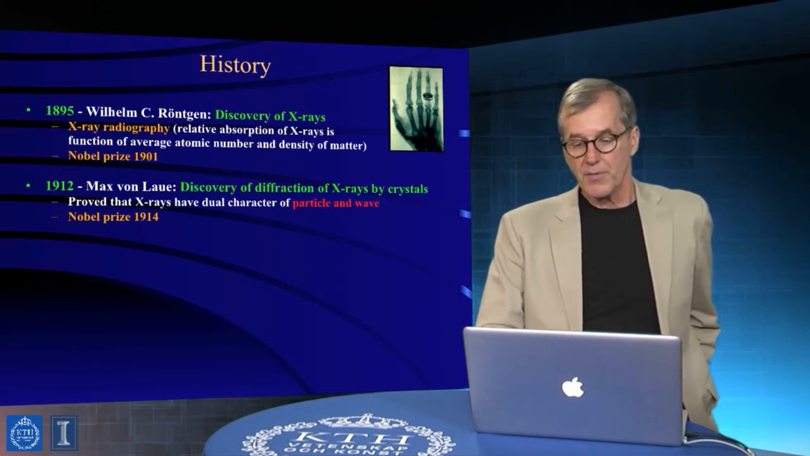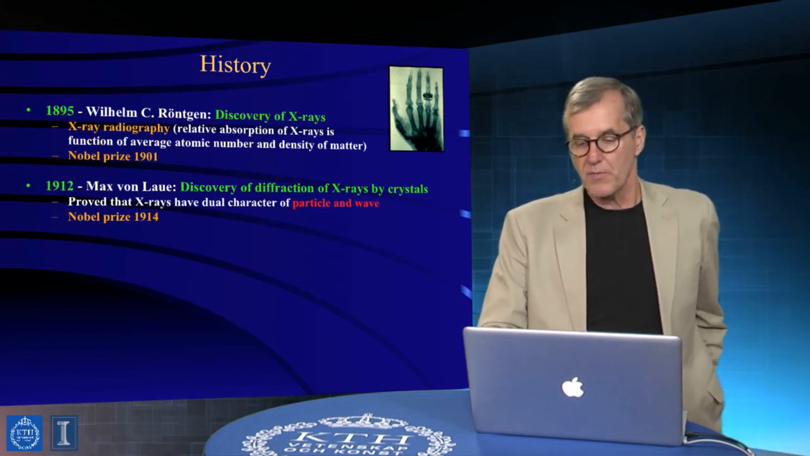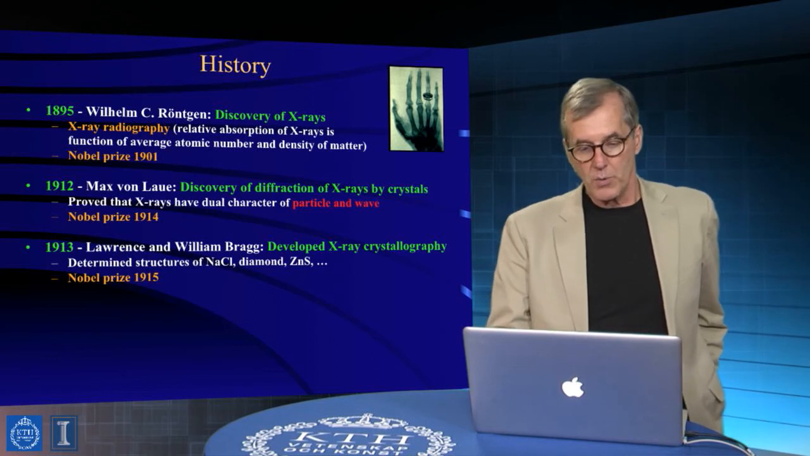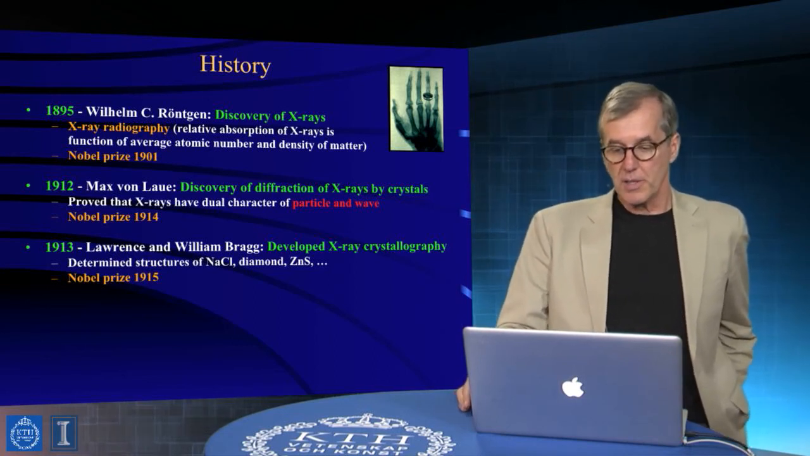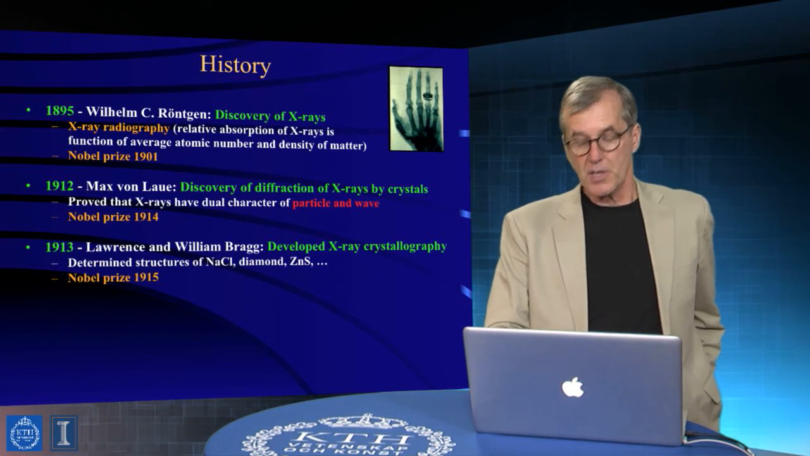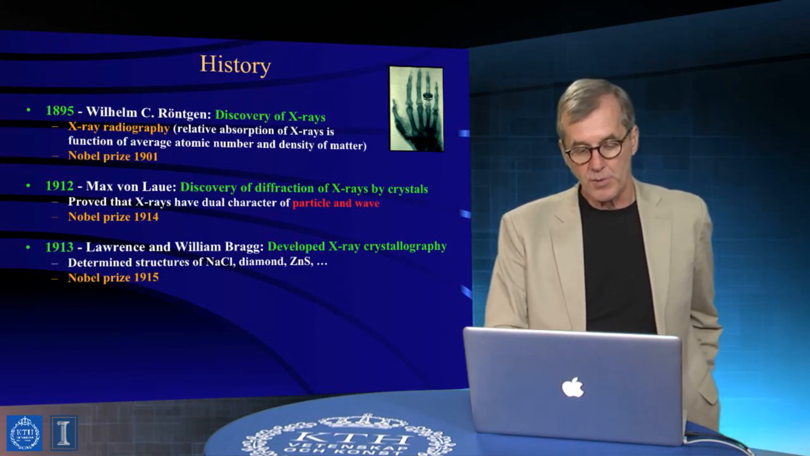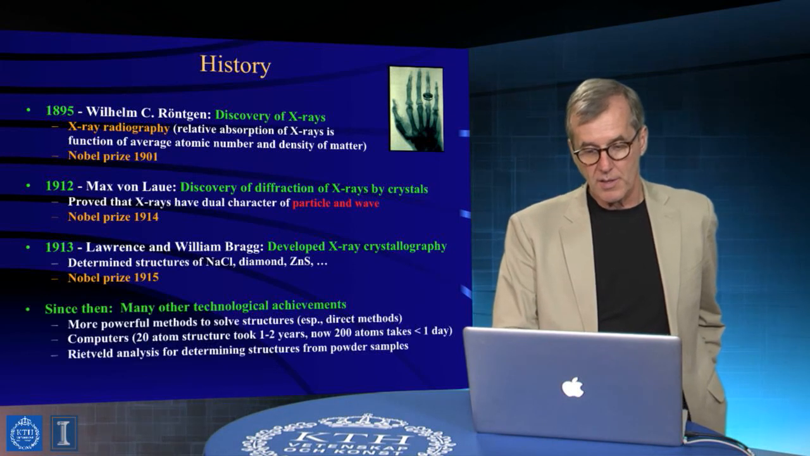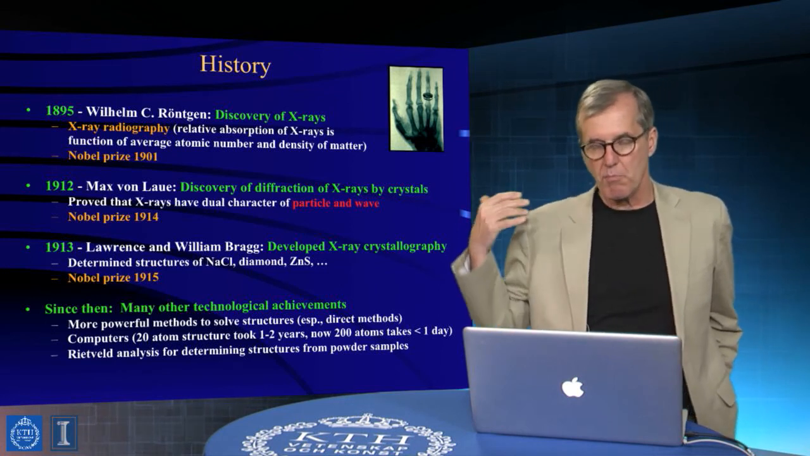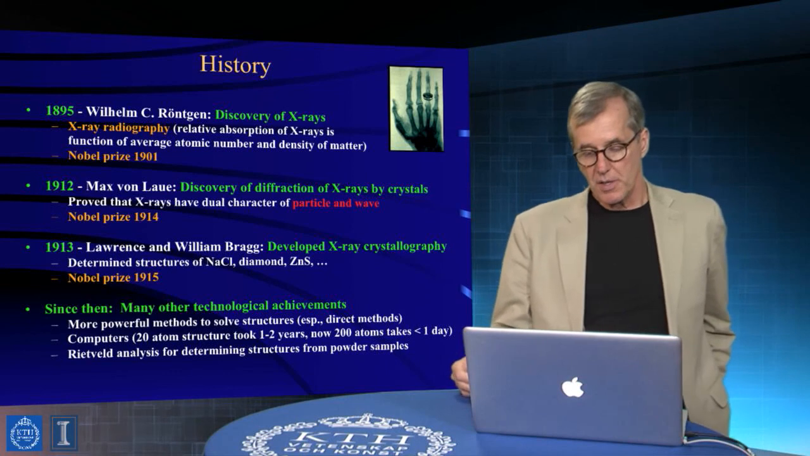Von Laue discovered that crystalline solids were in essence an effective grating for light of the wavelength of X-rays, and proved the wave nature of X-rays. That was a Nobel Prize. Lawrence and Bragg developed the method of X-ray crystallography, and actually used it to solve the structure of zinc sulfide, diamond, and other materials. So, for example, the Nobel Prize in 1915, and since then many tremendous and powerful extensions.